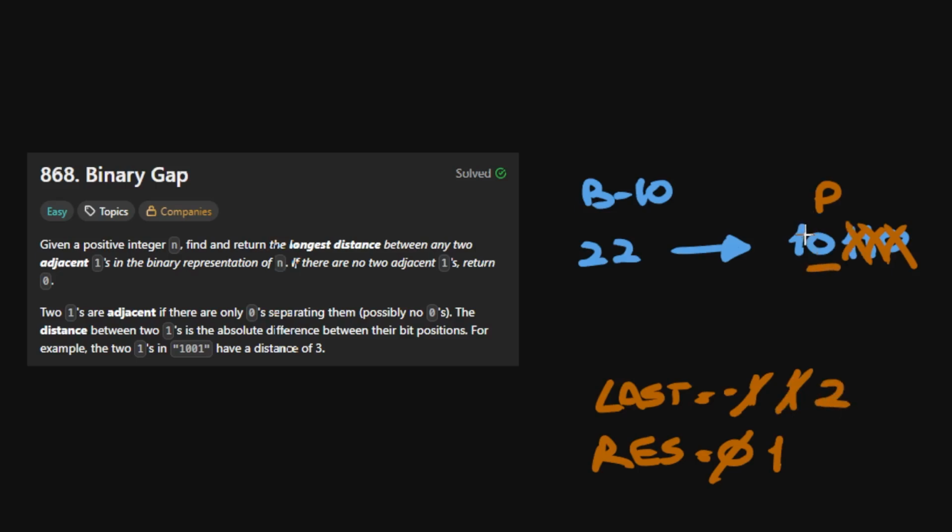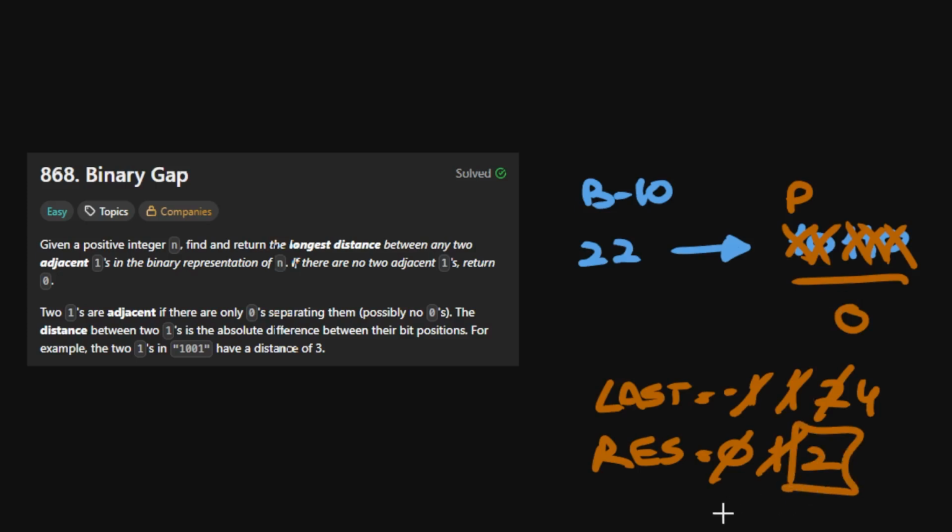Here we have a 0, so we can just continue. Here we have another one at position 0, 1, 2, 3, 4. So we do 4 minus what we have in last, and the result is 2. 2 means that the distance between these two adjacent ones is 2. So in the result we keep the maximum between 1 and 2, which is 2. So now we update last with the current position, this is 4. We can right shift this, which means remove this bit, and now this is 0, so we end here and return 2.